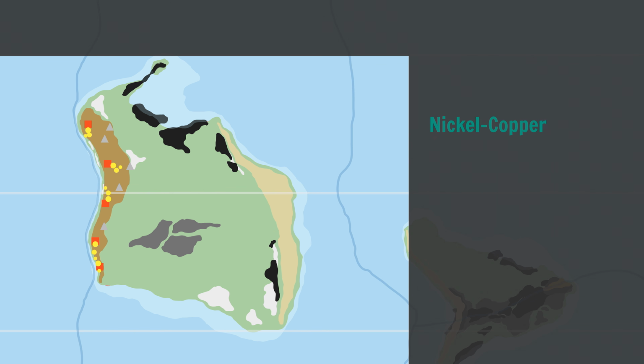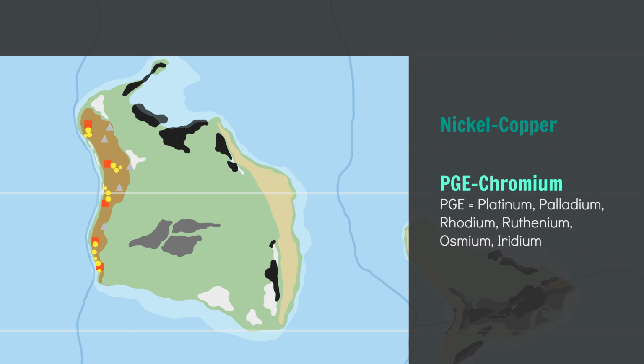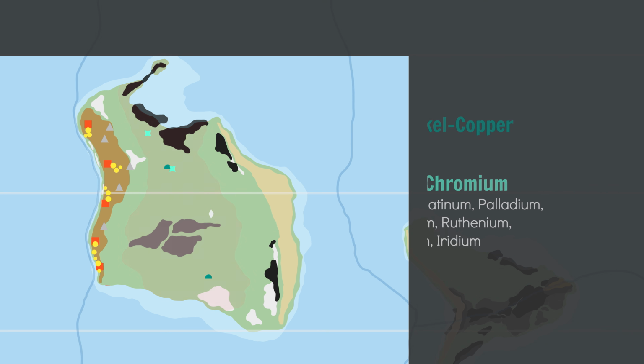Next up, place your nickel-copper deposits and PGE chrome deposits. These should be few and far between and should go in your ancient cratons, the old, stable interior regions of your continents away from active plate boundaries. FYI, diamond deposits can also go in these areas, just make them very rare.